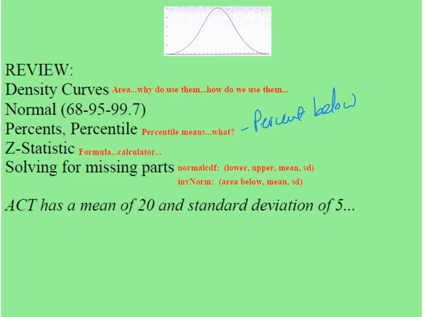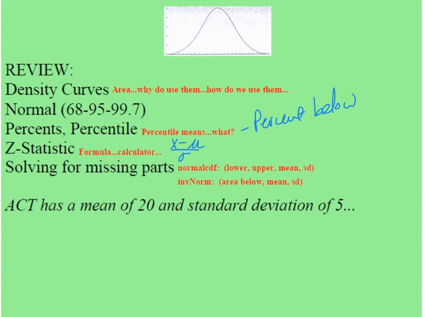The z-statistic. The formula for the z-statistic is our value that we're interested in minus the mean, divided by the standard deviation. Okay, so that's the formula, and very often we don't need to use the formula. We can use our calculator, but this is the z-statistic, and what it is simply is figuring out how many deviations away from the mean you are.